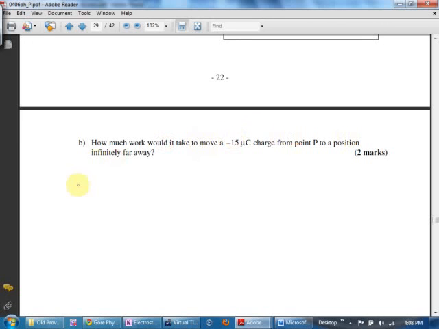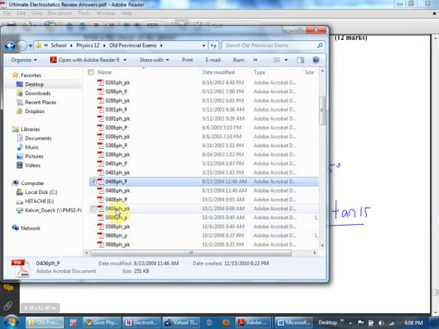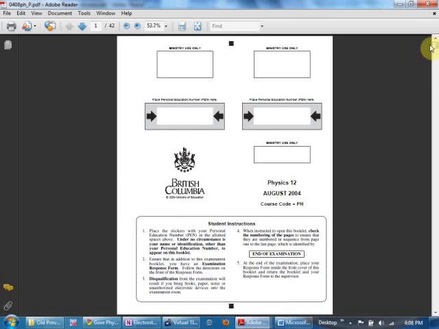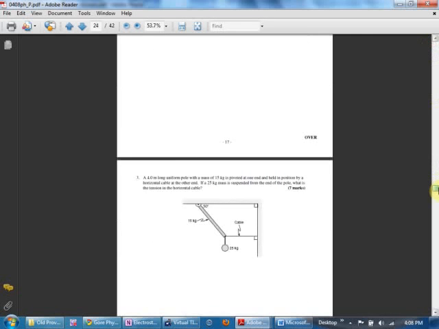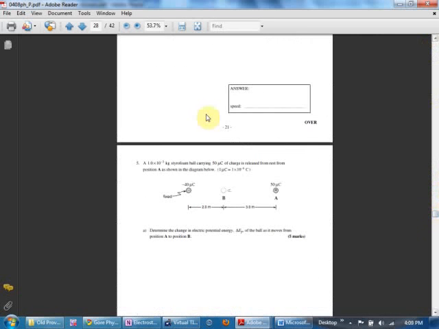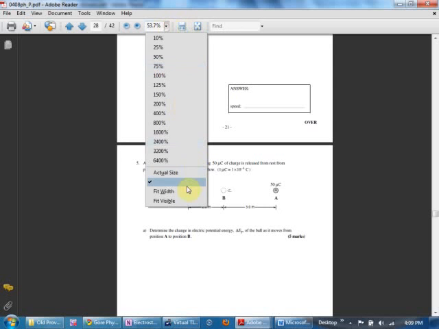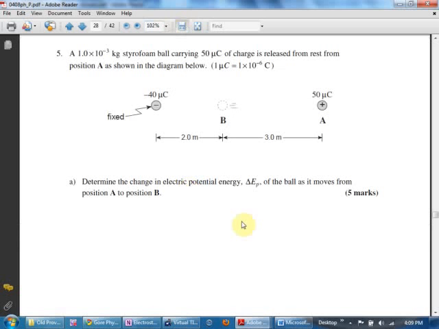And one more. That big styrofoam ball carrying 50 microcoulombs of charge is released from rest in position A, as shown below. So we have a fixed charge. It's released from rest. Which way is it going to want to move? Yep. So first thing it says, find the change in electric potential energy. Oh, and they were even nice enough to remind me it's not voltage.